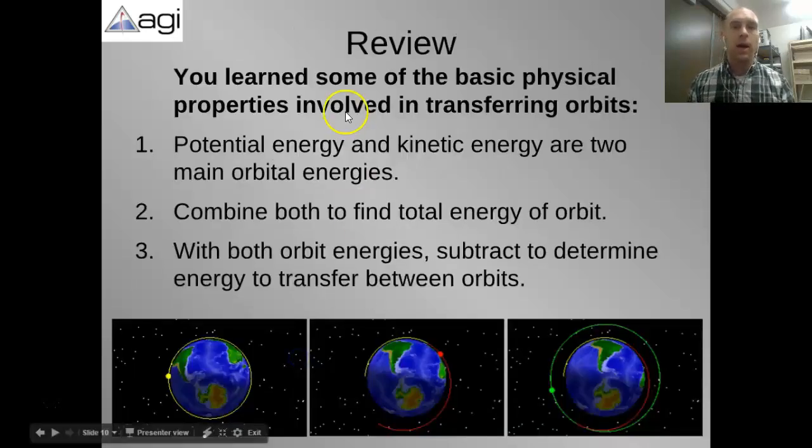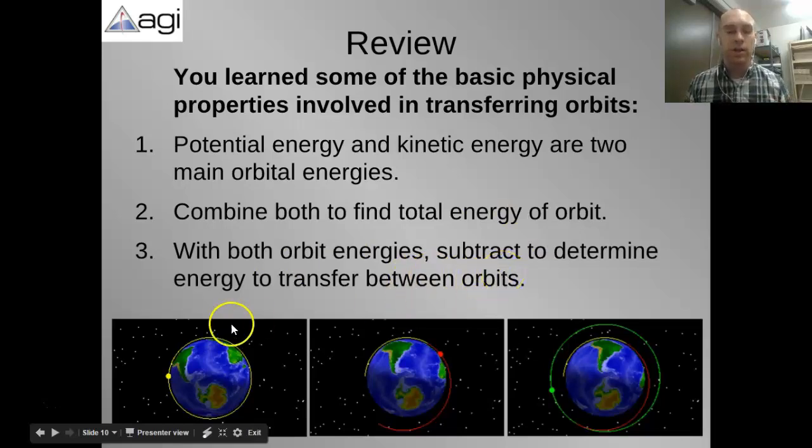Now, for review, you've learned some of the basic physical properties involved in transferring orbits. Potential and kinetic energy are two main orbital energies. You combine both to find the total energy of an orbit, and with both orbit energies, you subtract them to determine the energy to transfer between orbits.